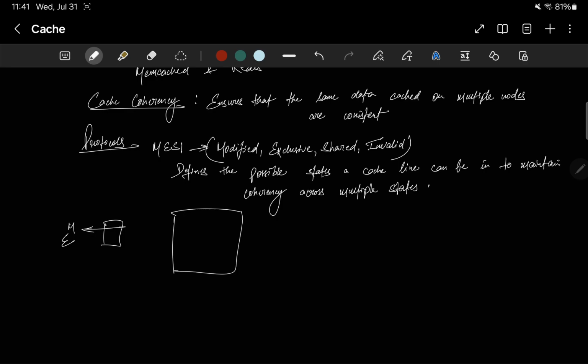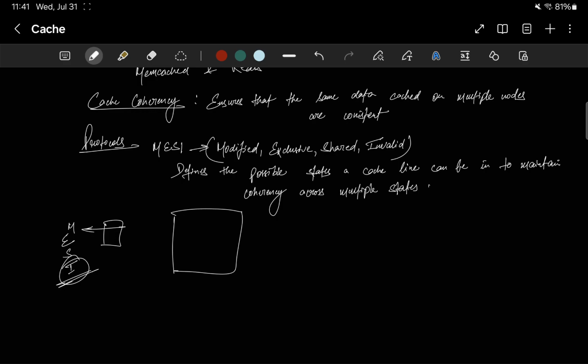And I means invalid. This cache line is invalid or stale and the data in it cannot be used. If it is marked as I, it means this data is invalid. You have to fetch it again. Okay, so this was the MESI protocol.